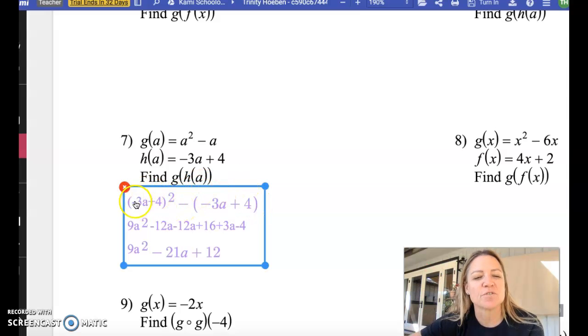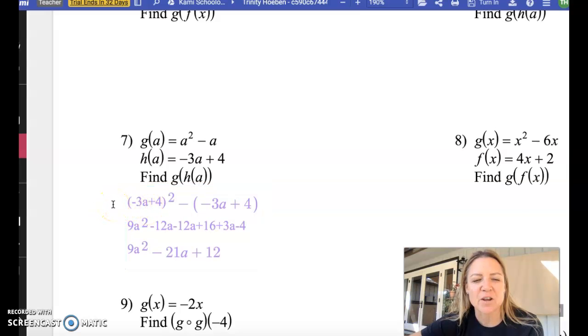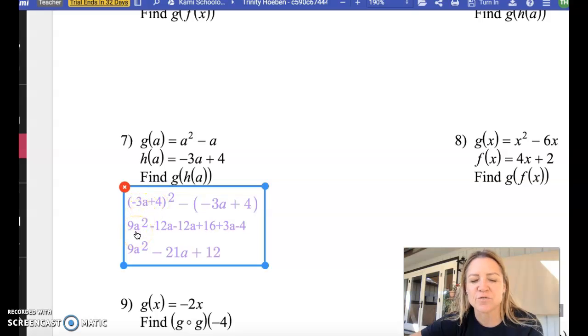Okay, so the first thing I did is I multiplied out this binomial, negative 3a plus 4. I FOILed it, and I got 9a squared for my first. For my outside and my inside, I got negative 12a. And for my last, I got 16. Then I took this negative and distributed it here to get plus 3a, and distributed it here to get negative 4 or minus 4.